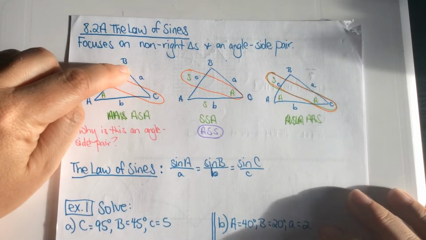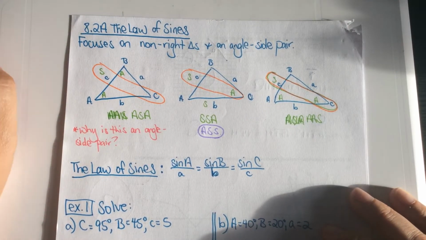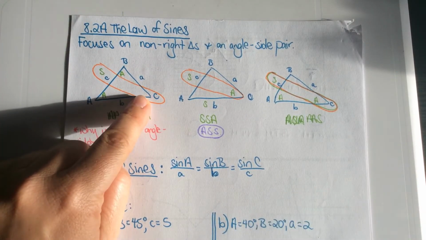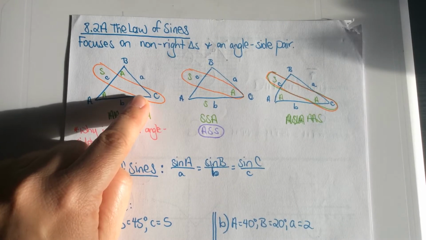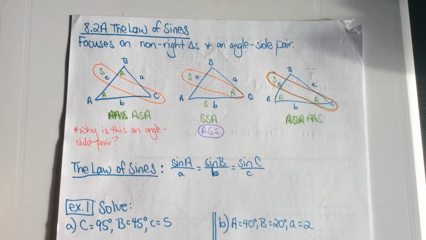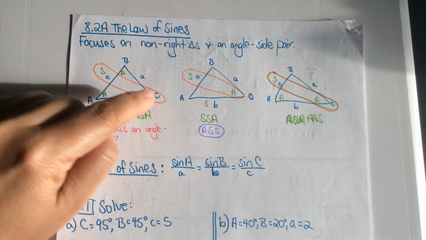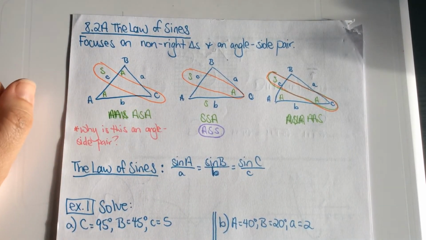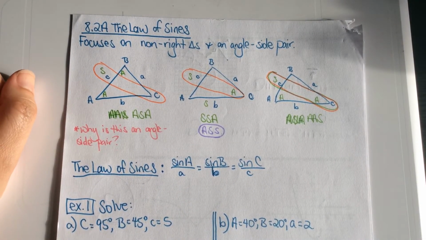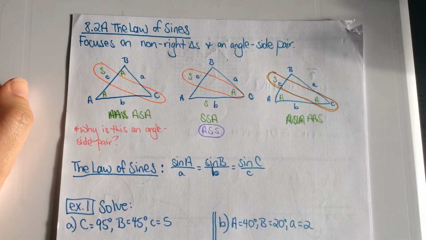Now I'm telling you that this setup, ASA right here, is also an angle side pair, and I clearly am showing that this is not given to me. So you might be thinking, well, that's not an angle side pair then, but it is. So take a second and look at that. If I know these two angles and this side, why do I have this orange circle indicating that I am given an angle side pair? Pause me. Think about it.